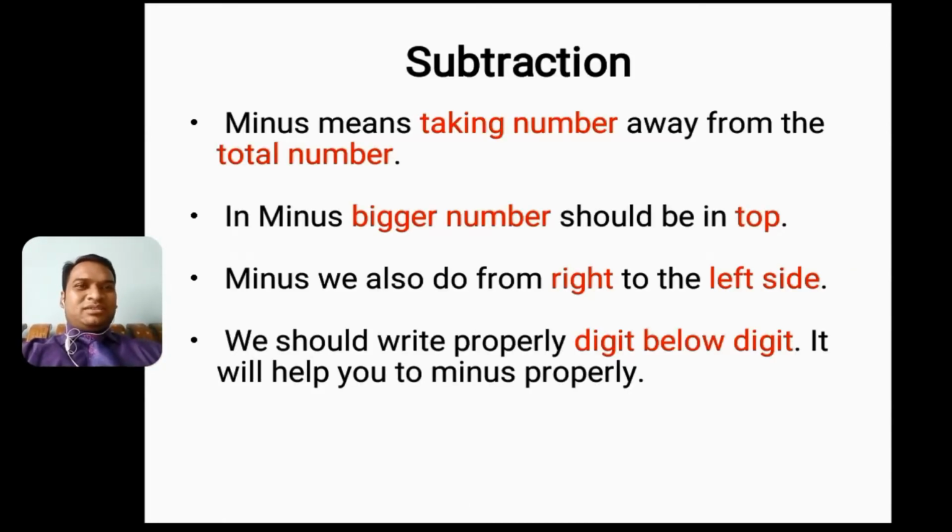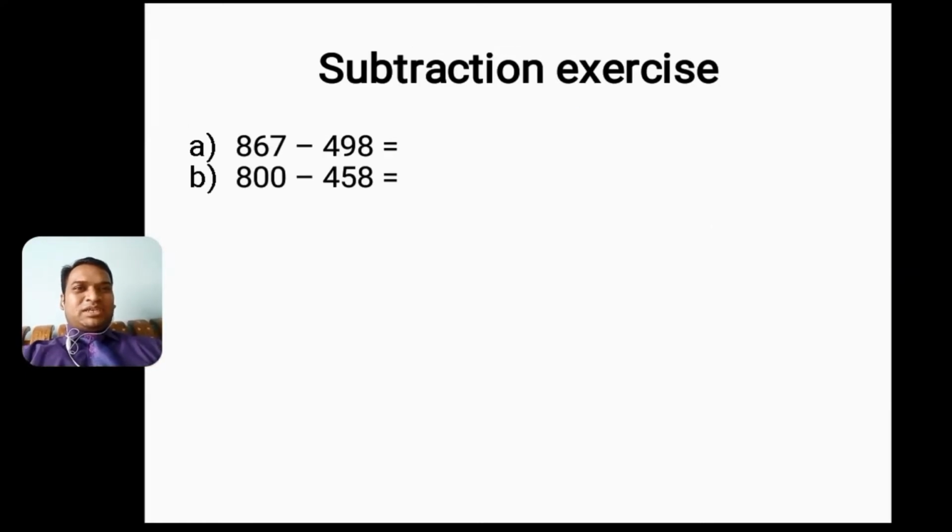So now we'll learn subtraction or minus. Minus means taking a number away from the total number. In minus, the bigger number should be on top. You know that we should put the bigger number on top, and the smaller number at the bottom. Minus we also do from right to left. We should write digit below digit properly. It will help us to do our minus properly. Okay, then let's do some exercise of minus.